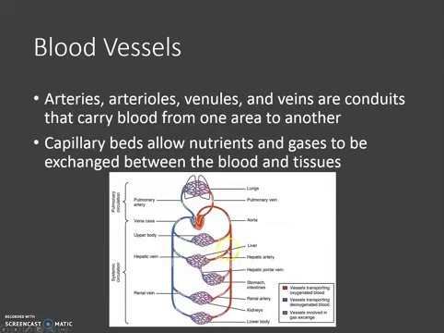So you can see the hepatic artery. Then after the capillary bed in the liver does what it needs to do, that blood drains through the hepatic vein, which converges with other veins, and eventually all those veins deliver their products into the vena cava, which delivers it back to the heart.